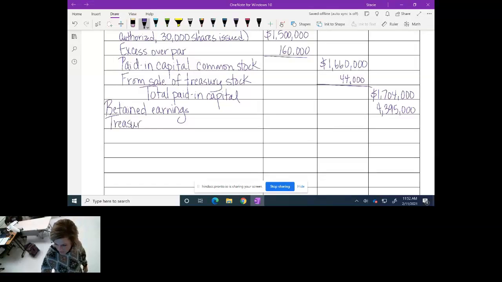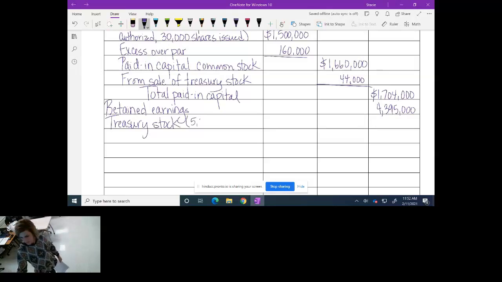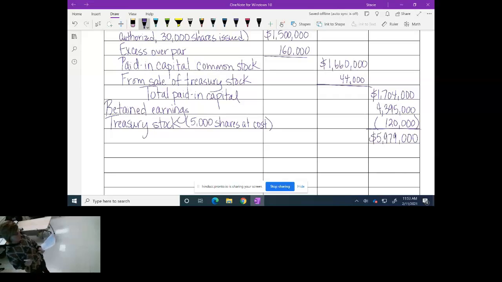All right, then we're going to list our treasury stock. And that we're just going to describe as 5,000 shares at cost. Now that's a deduction. Remember, we were debiting treasury stock, so they still got some that they're holding. And then combine these three numbers, 1,704,000, 4,395,000, and subtract the 120, and you get 5,979,000, and that is total stockholders' equity.